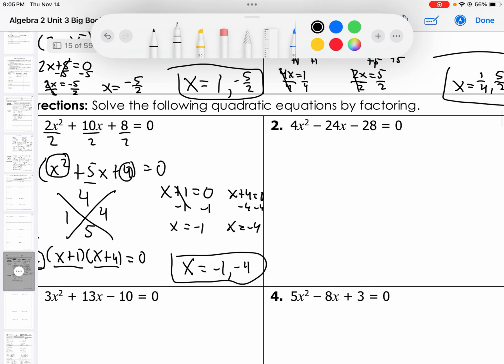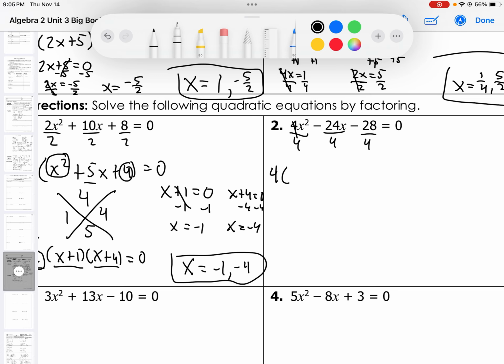Okay, on to number 2, same thing. We have a number in front of the x squared, so I need to see if there's anything in common that I can take out. 4, 24, and 28 do all have 4 in common, so I can take out a 4 as the greatest common factor.